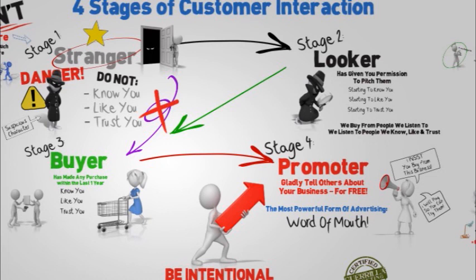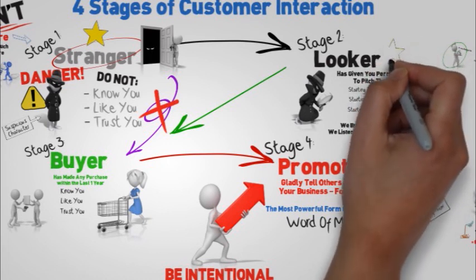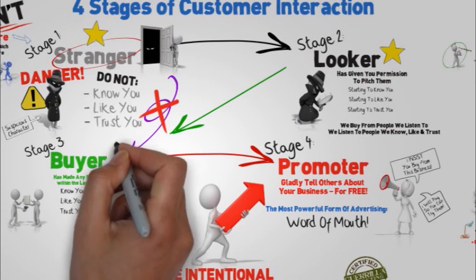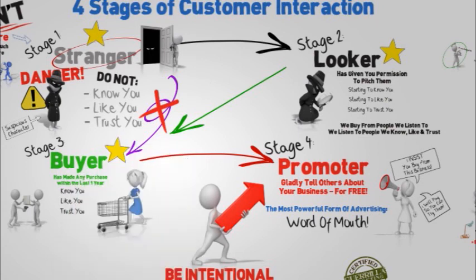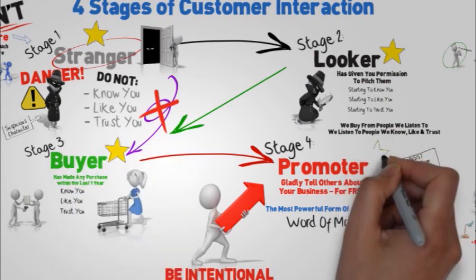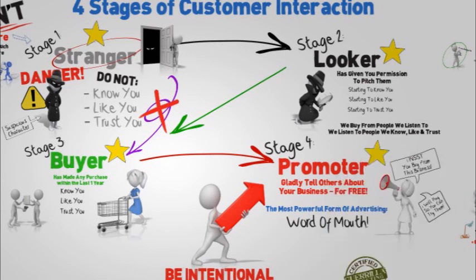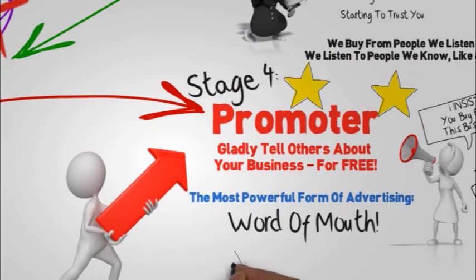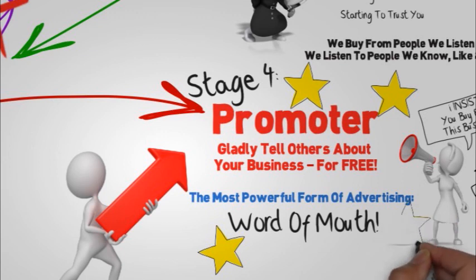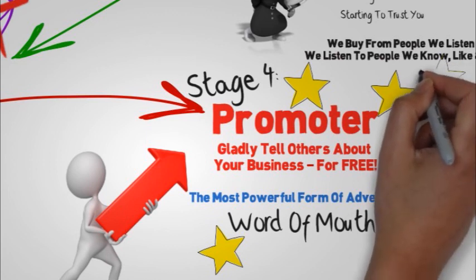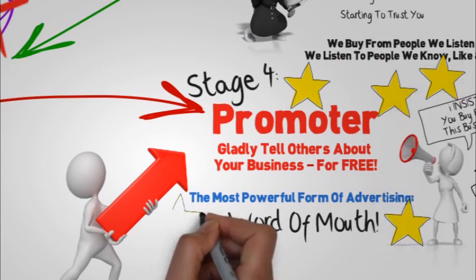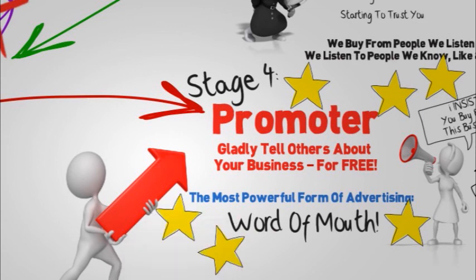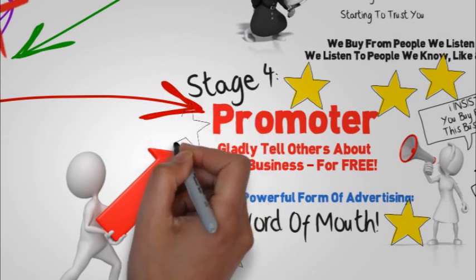Guys, listen, the 4 stages, every person goes through this interaction. Every person is in one of these places. And our goal as business professionals should be to get as many people into stage 4, the promoter, as possible. You can take a look at your business and isolate: is this person a stranger? Is this person a looker? Is this person a buyer? Is this person a promoter? Look where you're putting your advertising dollars. It makes a difference. Let's be intentional about it. And let's move as many strangers to the promoter position as possible, as many lookers to the promoter position as possible, as many buyers to the promoter position as possible.